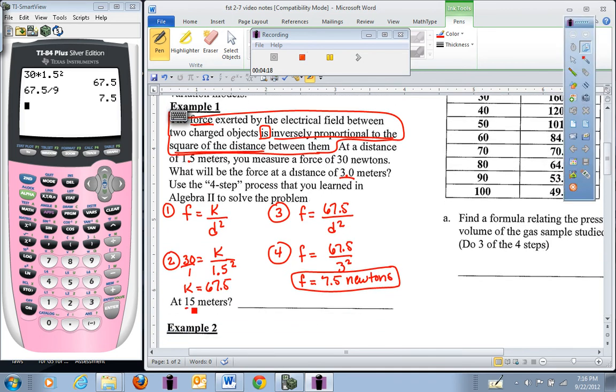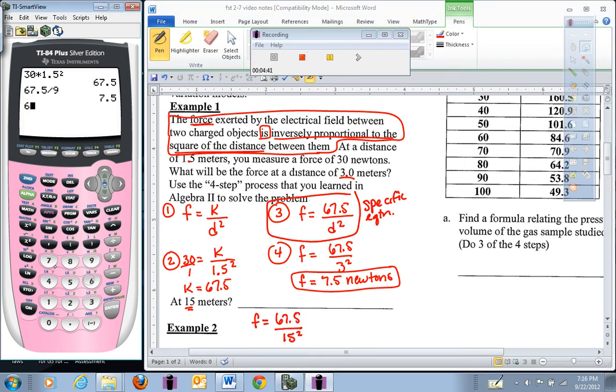If we want to change it to 15 meters, then we would use this specific equation. This is your specific equation, which is specific to this particular problem. It has the constant of proportionality for this problem. So I would just say force would equal 67.5 divided by 15 squared. So 67.5 divided by 15 squared gives us a force of 0.3 newtons. Okay, so 3/10 of a newton.